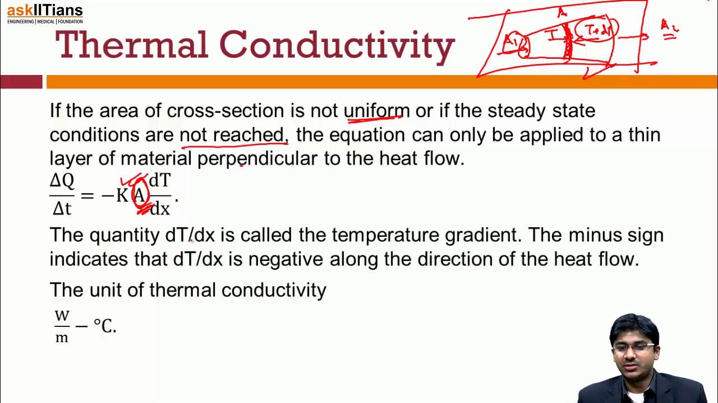Quantity dT by dx is called the temperature gradient. Now the minus sign indicates that dT by dx is negative along the direction of the heat flow, which I explained to you earlier. Now what will be the unit of thermal conductivity? You can find out from here.